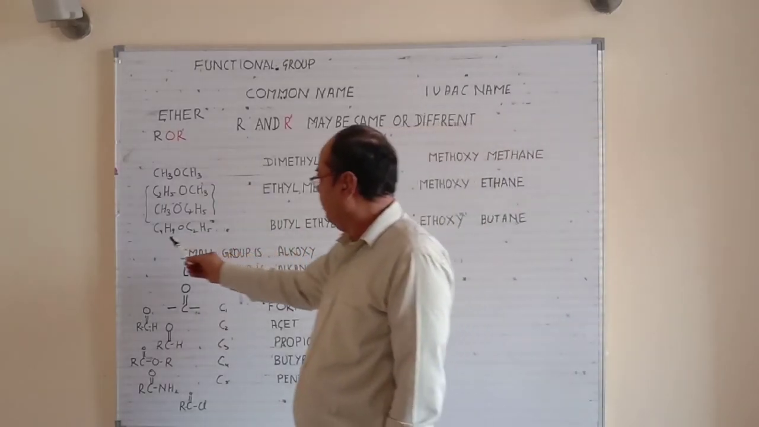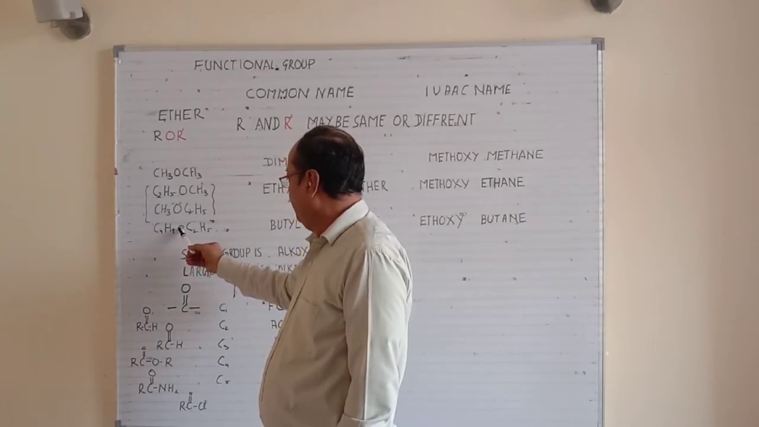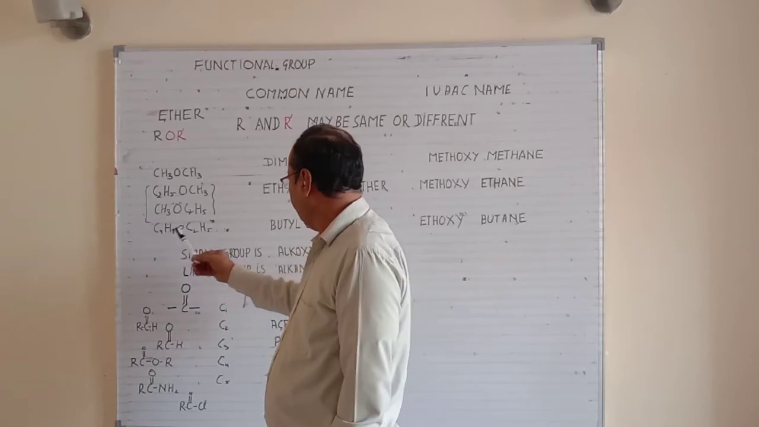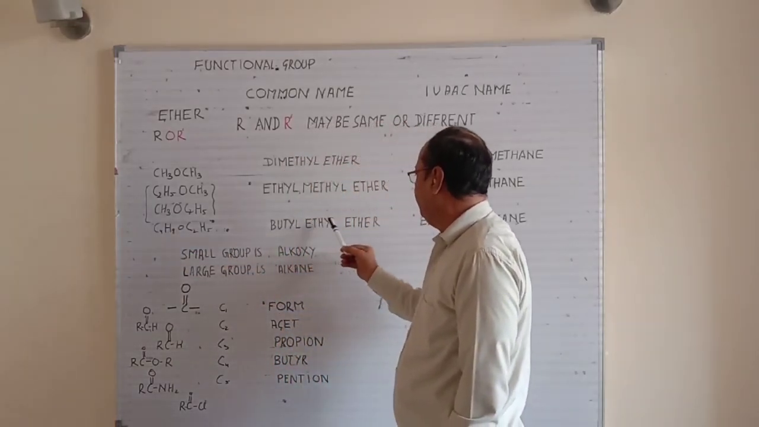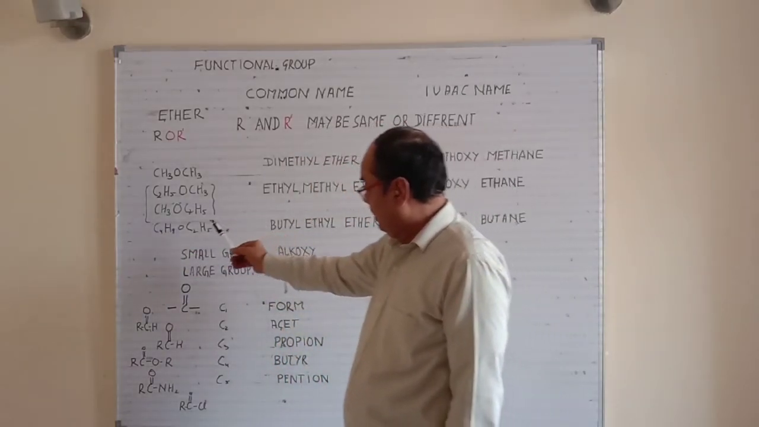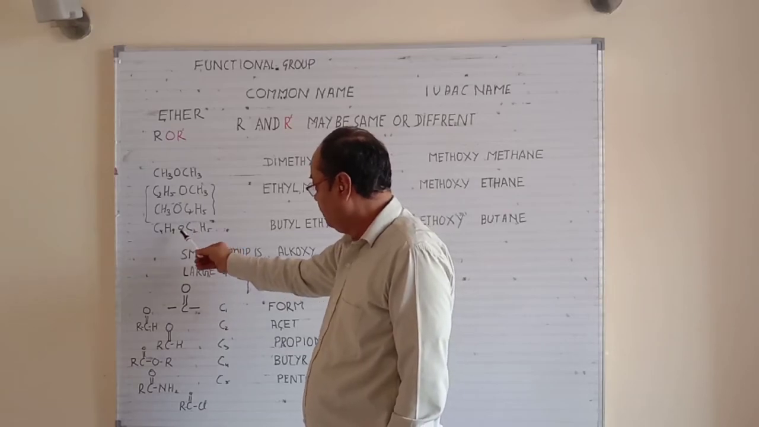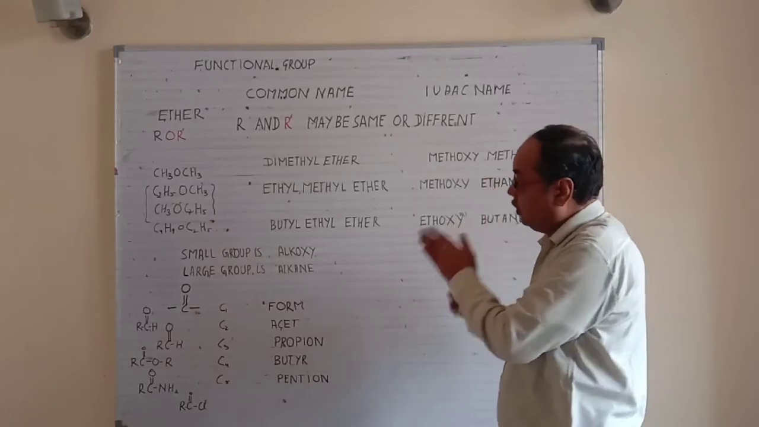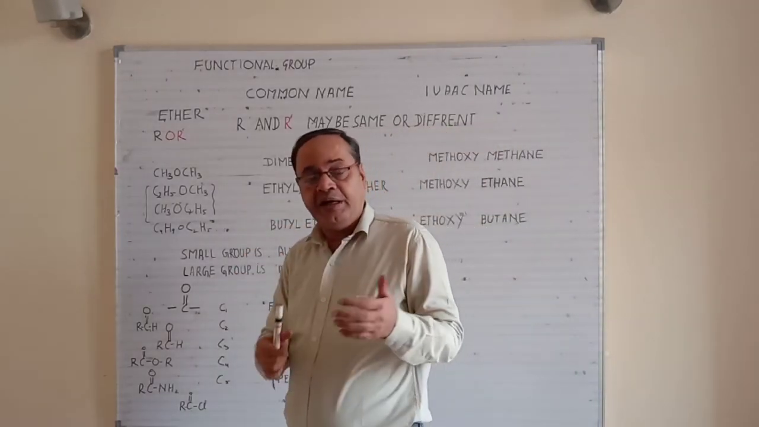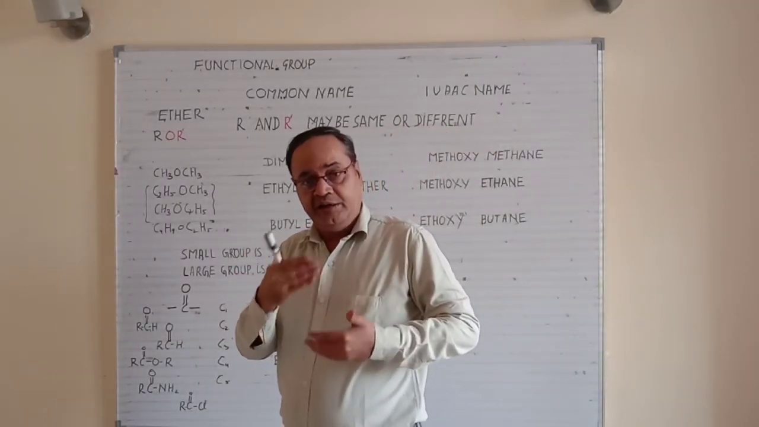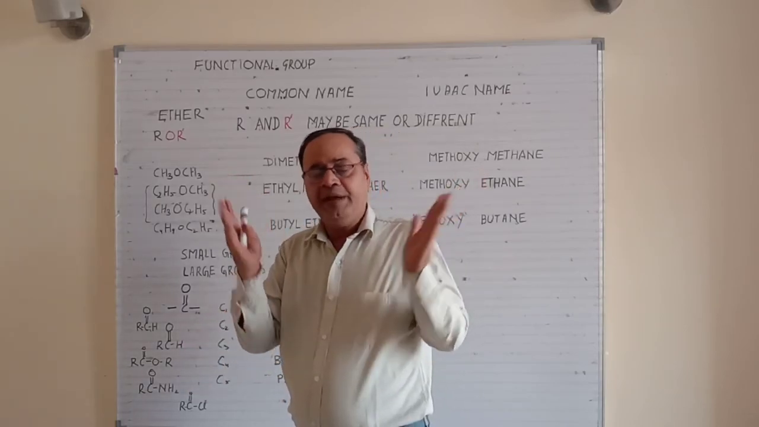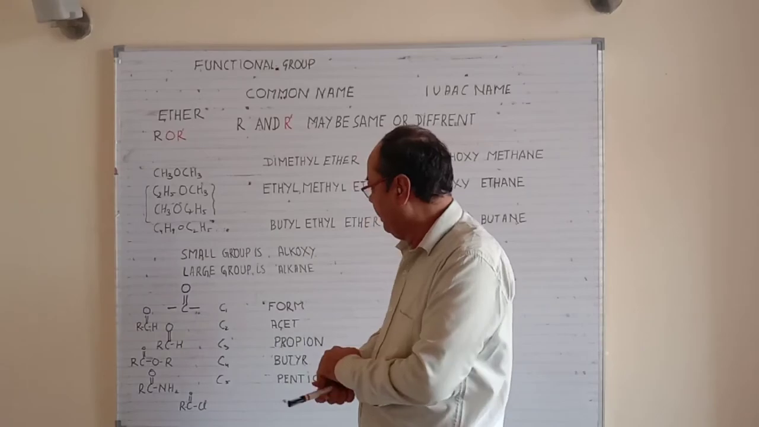Same way you take butyl, oxygen, C2H5. So that is butyl ethyl ether. Ethyl is the small group, so ultimately it is known as ethoxybutane. So this is the naming of your ether. Now you can practice by taking various R, the same and different, and you can make a large number of ethers.